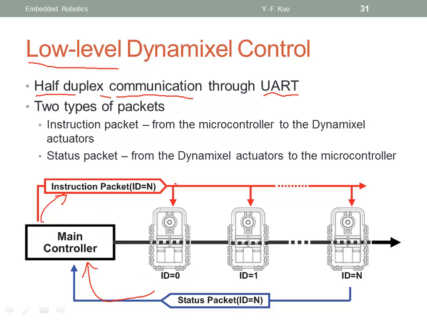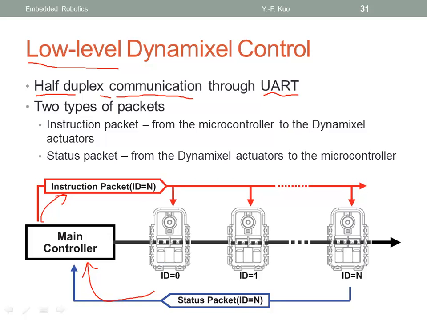So the command can be, for example, to change the go position, and the status will tell you if there's any error. Or the command can be to read the current position, and the status packet will be the data of the current position. So this is a half duplex communication.